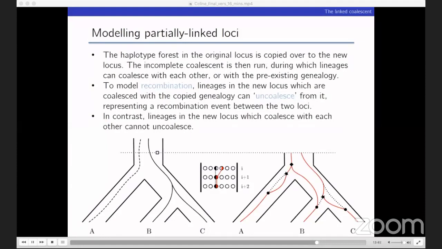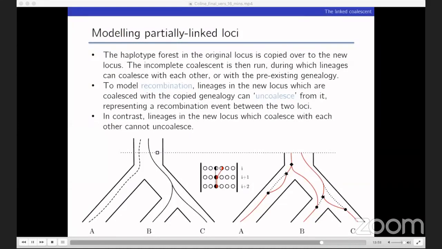Then we run the incomplete coalescent, in which the lineages can coalesce with each other, as usual, or with the pre-existing genealogy. In this way, the genealogy of the new locus depends on the genealogy of the existing locus, and in the absence of recombination, the two will be identical.